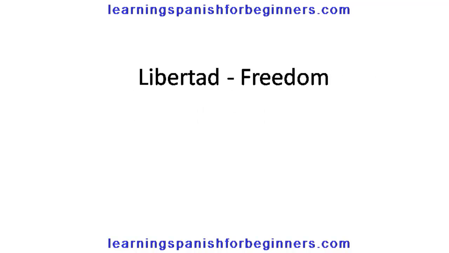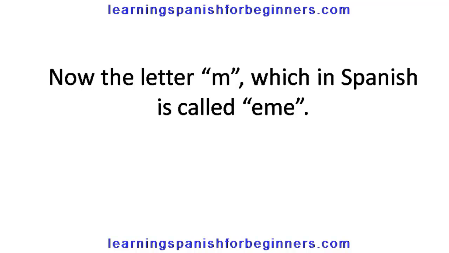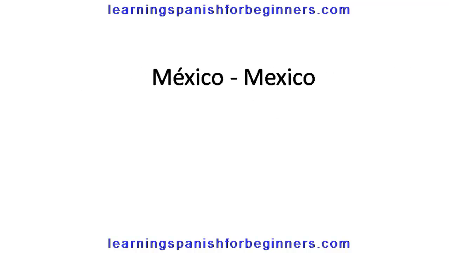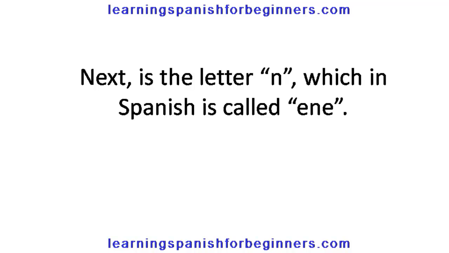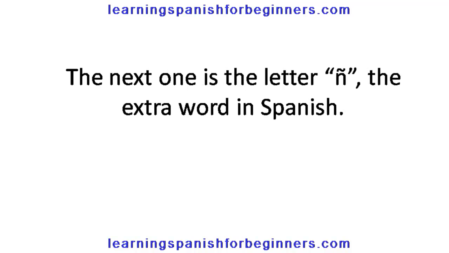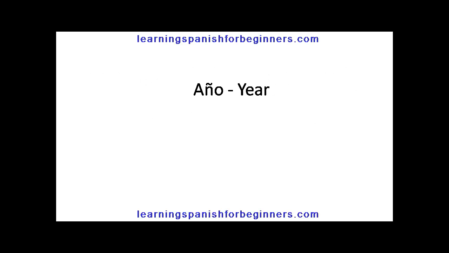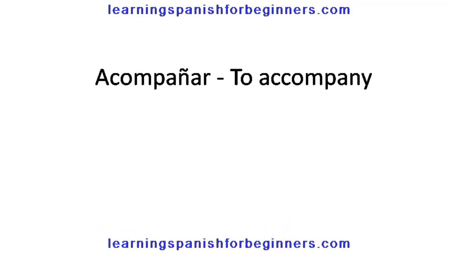Next is the letter L, which in Spanish is called L. Libertad, freedom. Ladrar, to bark. Lobo, wolf. Now the letter M, which in Spanish is called M. A few examples are México, Mexico. Minuto, minute. Morder, to bite. Next is the letter N, which in Spanish is called N. A few examples are nuevo, new. Norte, north. Nada, nothing. The next one is the letter ñ, the extra letter in Spanish. A few examples are niño, boy. Año, year. Acompañar, to accompany.